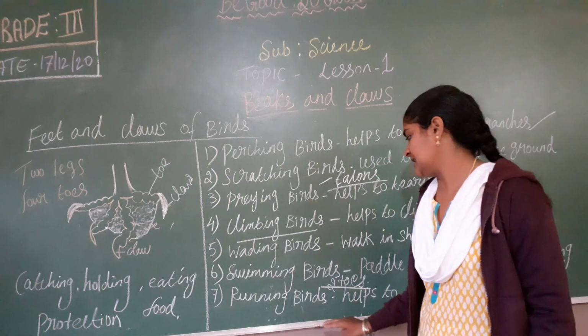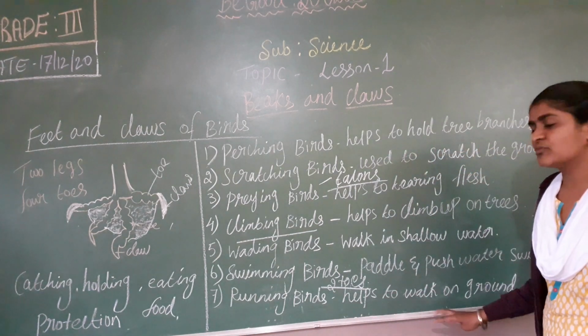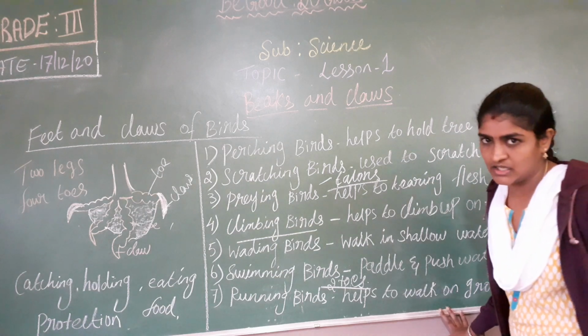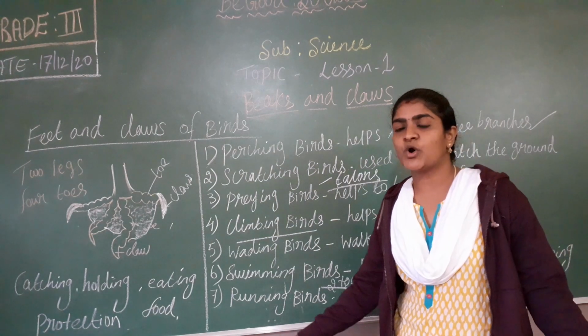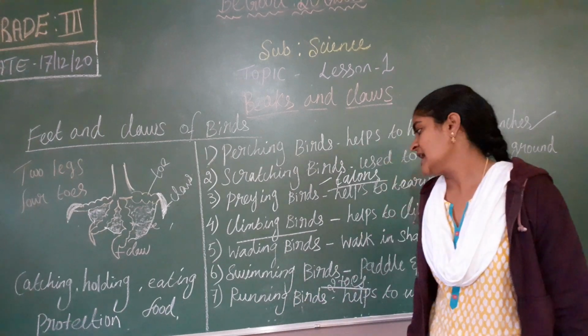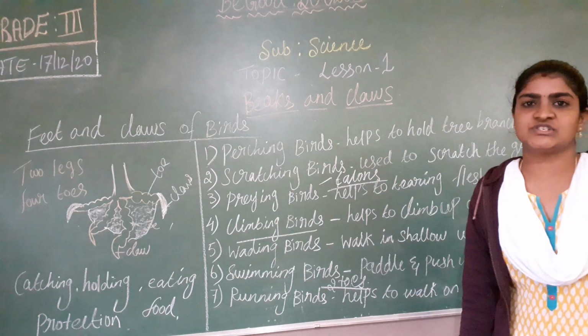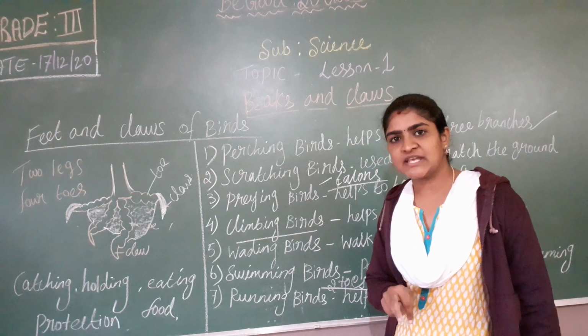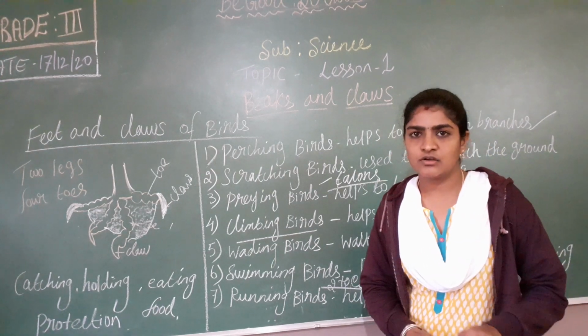And next is running birds. These birds are, most of the time, on the ground, walking and running. They can't fly because the body weight is very huge. Okay, they have only 2 toes, children. They won't have 4 toes, only 2 toes. Using that, they can run on the ground.